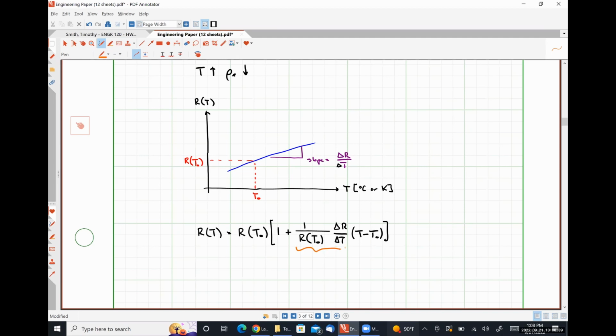This guy right here, 1 over R times the change in resistance over the change in temperature, is the temperature coefficient of resistance. So effectively, if we know how this behaves at some specific temperature, like room temperature, and we know what the temperature coefficient of resistance is, we can estimate what the resistance is at other temperatures, right?